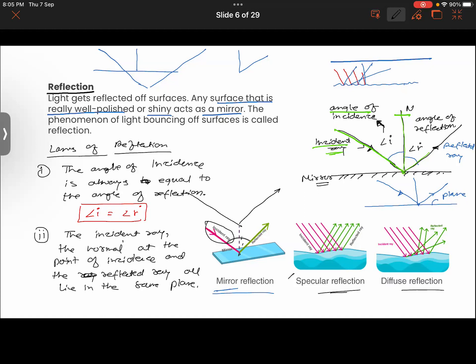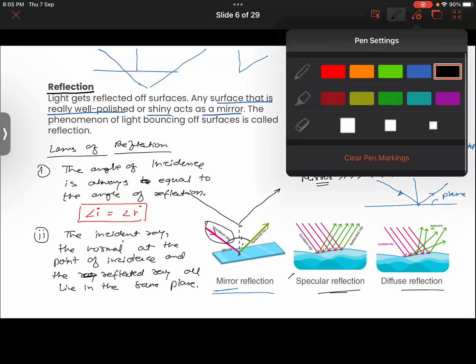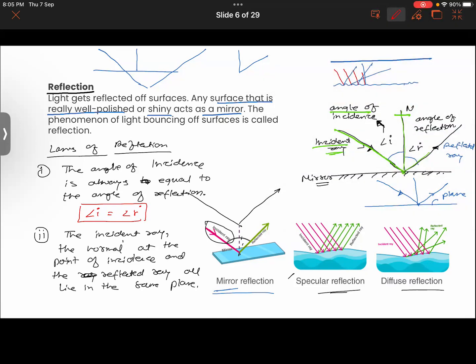Yes, Arhan and Ahmed. The first law of reflection says that the angle of incidence will always be equal to the angle of reflection. For example, if it is 5 degrees, this will also be 5 degrees. If this is 3 degrees, this will also be 3 degrees. That is the first law. You know where the angle of incidence is formed? It is formed between the incident ray and the normal. And what about the angle of reflection? It is formed between the reflected ray and the normal. That is your angle of reflection, and their values will be equal to each other.